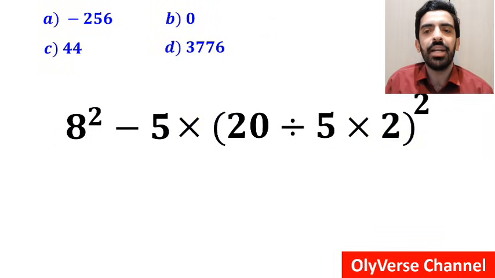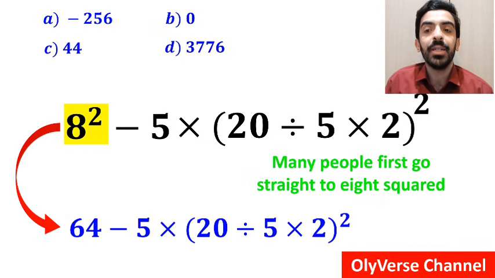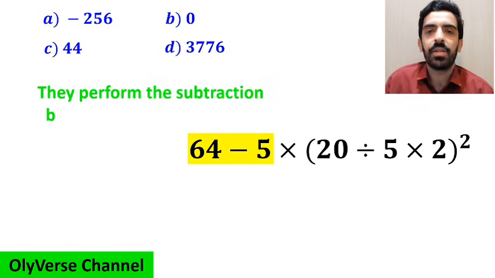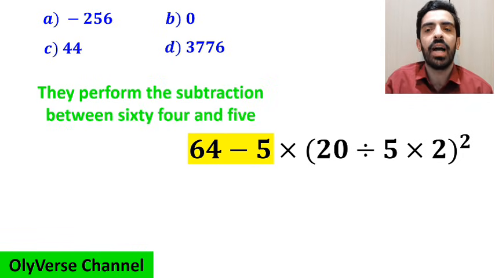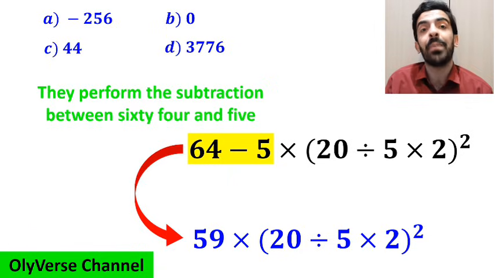To solve this question, many people first go straight to 8 squared and simplify this expression to 64 minus 5 multiplied by (20 divided by 5 times 2) all squared. In the next step, they perform the subtraction between 64 and 5 and write this expression as 59 multiplied by (20 divided by 5 times 2) all squared.